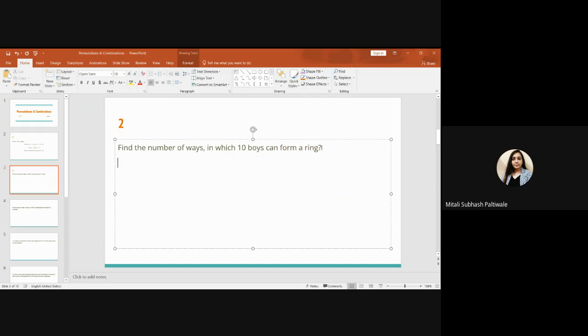Now, if we assume that some ring is fixed, then how many number of ways would there be? Then we have to do the factorial of 9, because there are 10 rings and out of that 10, one is already fixed. So we have to find the number of ways 9 rings can form. Now let's get ahead and let me write it.